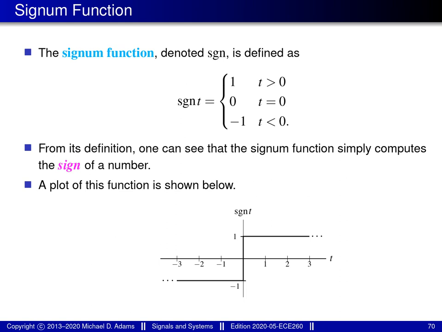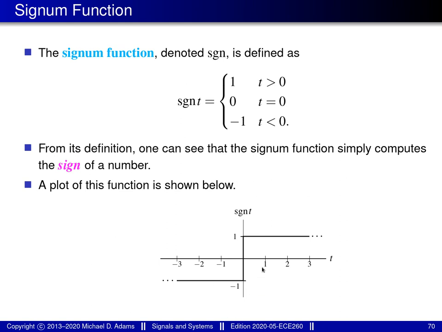The next function that I need to introduce is what is known as the Signum Function, which is denoted by SGN. And this function essentially returns the arithmetic sign of a number. So if we give a value t, which is a real number, to the Signum Function, if t is greater than 0, it gives us 1. If t is equal to 0, it gives us 0. And if t is less than 0, it gives us -1. So essentially this is just giving the arithmetic sign of a number, whether it's positive, negative, or 0.